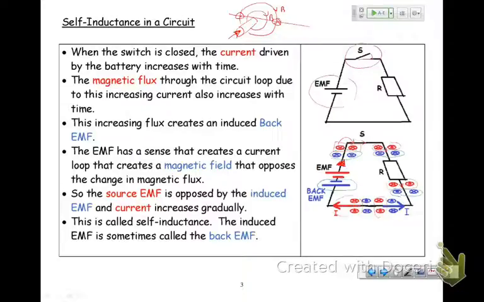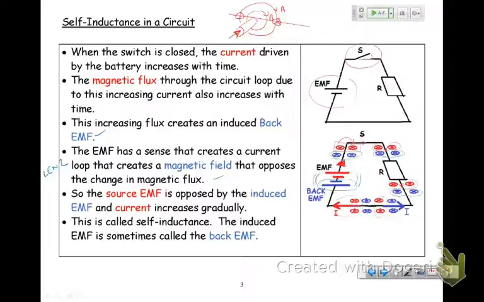So we say this increasing flux creates a back EMF. The EMF has a sense, a direction, that creates a current loop that creates a magnetic field that opposes the change in magnetic flux, and that's good old Lenz's law. So the source of EMF is opposed by the induced EMF. And so these two guys fight each other.